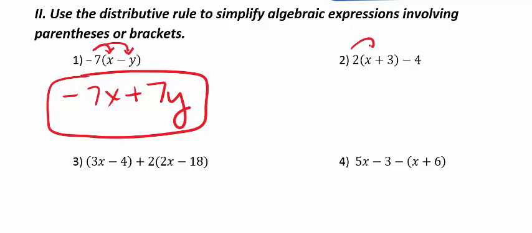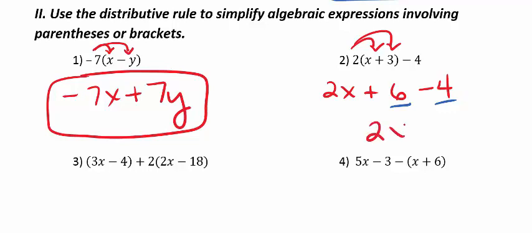Again, here we're going to distribute the 2. We're going to multiply 2 by x and get 2x. And then we're going to multiply 2 times 3 and get 6. And then we have a -4 here. These plain numbers, or these constants, are like terms, so we can combine those. And we get 2x, and then 6 minus 4 is going to be 2. So 2x plus 2.